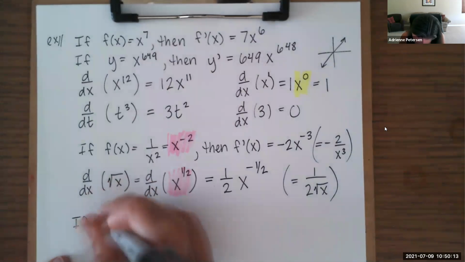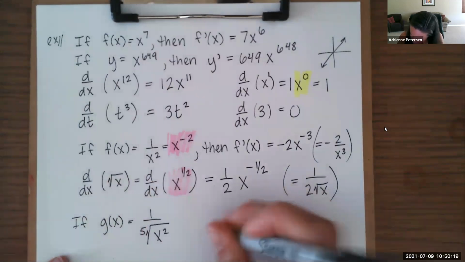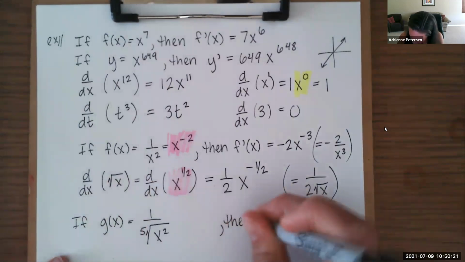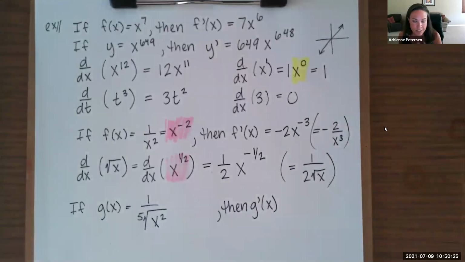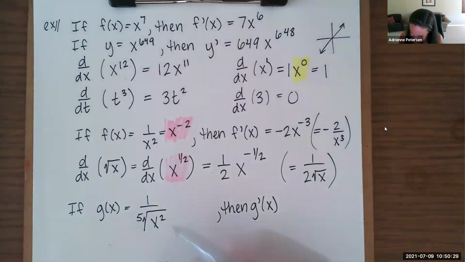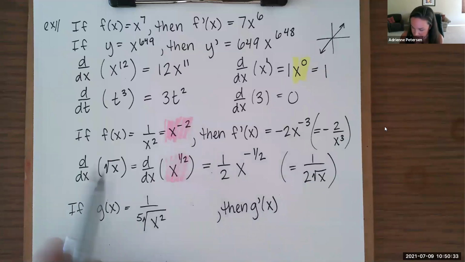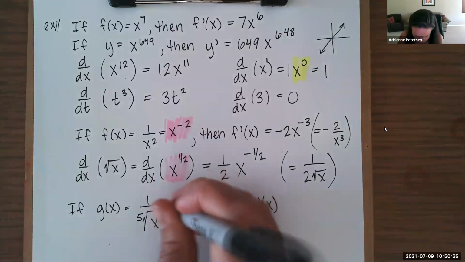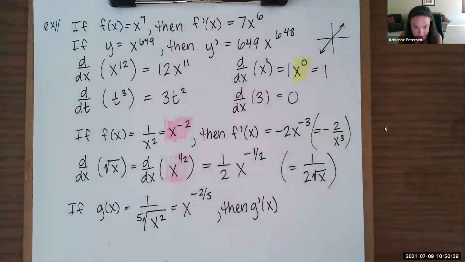Let's see, if g of x is equal to 1 over the 5th root of x squared, then let's find g prime of x. Okay, so the first thing I'll do is I'll rewrite this as an exponent. So we have a square, and then the 5th root is the 1/5 power, kind of like the square root is the 1/2 power. So overall here, this is x to the negative 2/5.